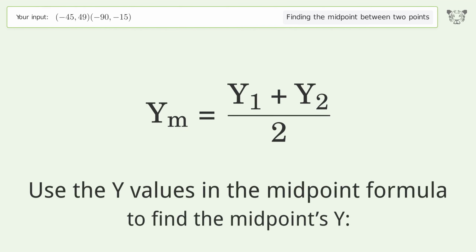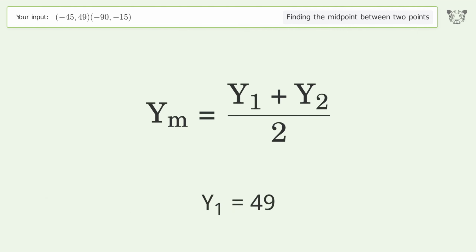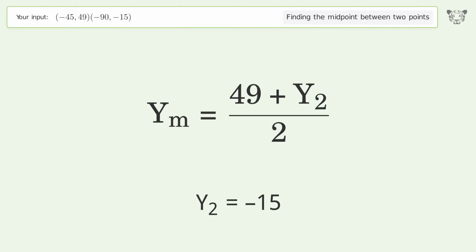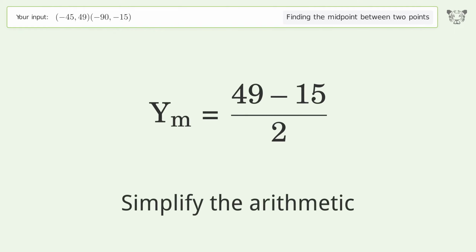Use the y values in the midpoint formula to find the midpoint's y. y1 equals 49. y2 equals negative 15. Simplify the arithmetic.